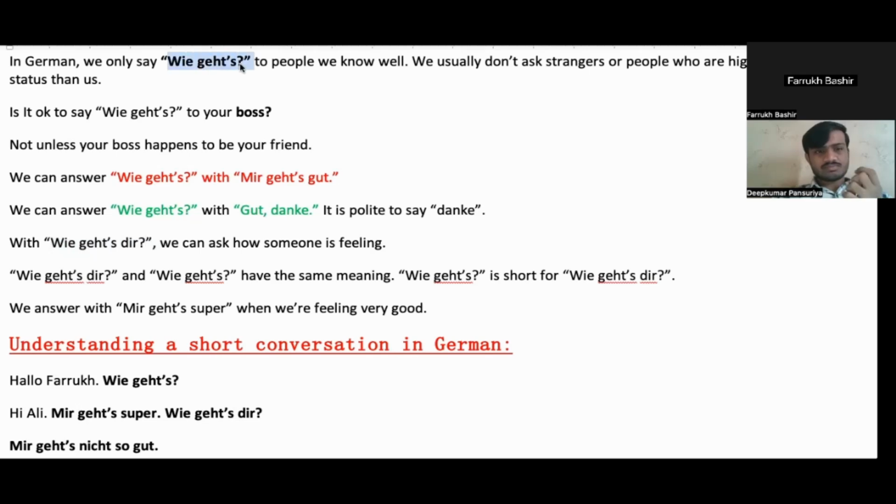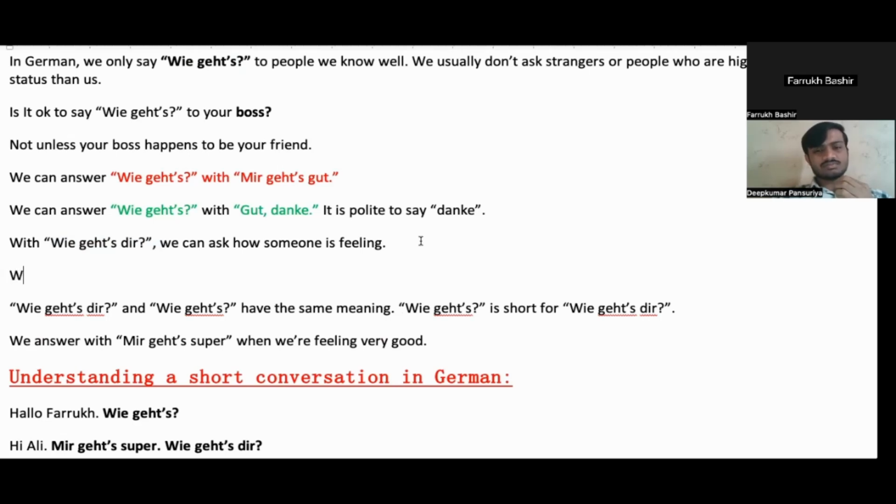Wie geht's? And here I can use wie geht's dir? This is a full form. Wie geht's dir means how are you? They both mean the same: wie geht's and wie geht's dir. This is informal. Here we have a formal one also, that is wie geht's Ihnen. So this is a formal way to ask how are you.